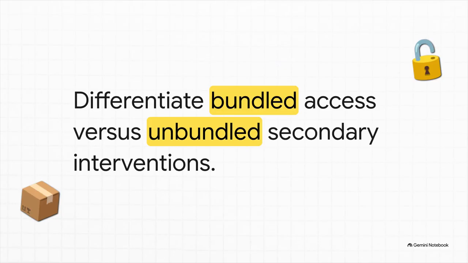Principle 3 forces you to distinguish between bundled and unbundled interventions. Remember, standard surgical access, things like routine bone flap creation, burr holes, and basic dural closure, is bundled right into the primary code. However, highly specific secondary interventions are independently billable. We're talking about things like the therapeutic CSF drainage we just saw, graft harvesting, stereotactic navigation using add-on codes 61781 or 61782, and the operating microscope, code 69990.